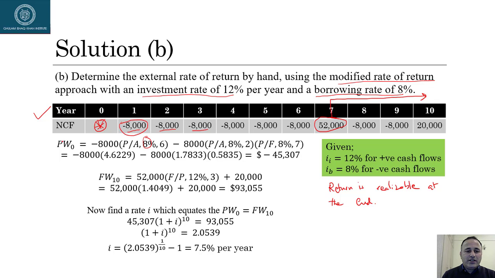Now for the borrowing part, PW, okay, I'm using $8,000, as you can see, from year number 1 to year number 6. Okay, so for 6 years. Okay, I have to multiply it with the P/A factor because this is an annuity. Okay, and I have to calculate the present value of this annuity. This $8,000, it's actually here. Okay, so these two $8,000, I have to calculate the present value, like I have to discount it.